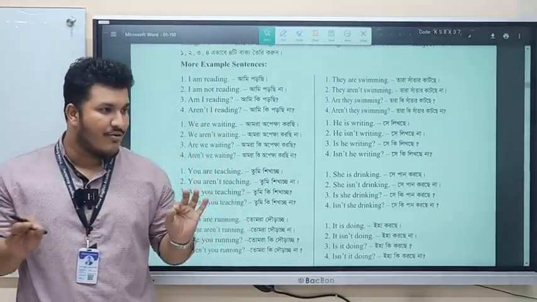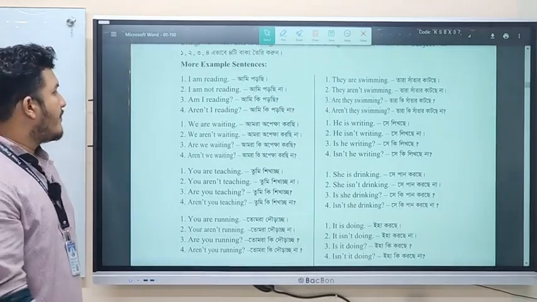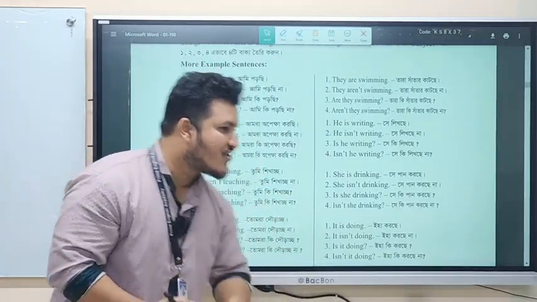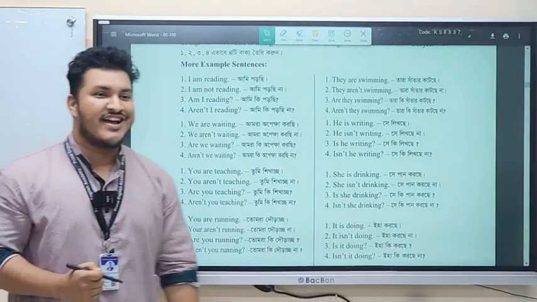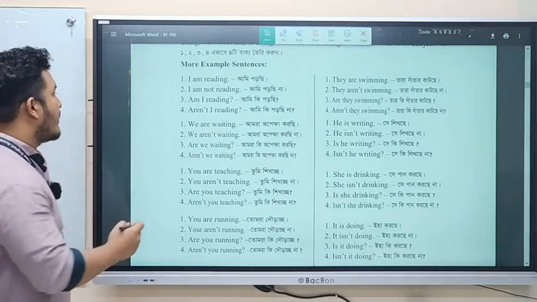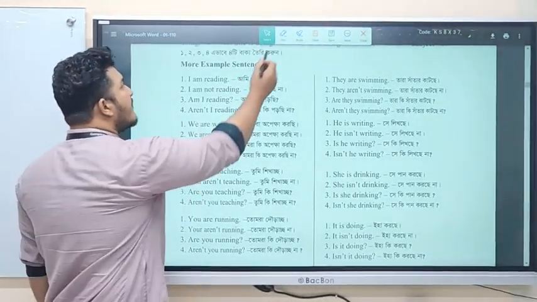Let's clear the meaning. I am reading, ami porchi. Come on, make more sound and have more energy. I am reading, ami porchi. I am not reading, ami porchi na. Am I reading, ami ki porchi? Aren't I reading, ami ki porchi na?